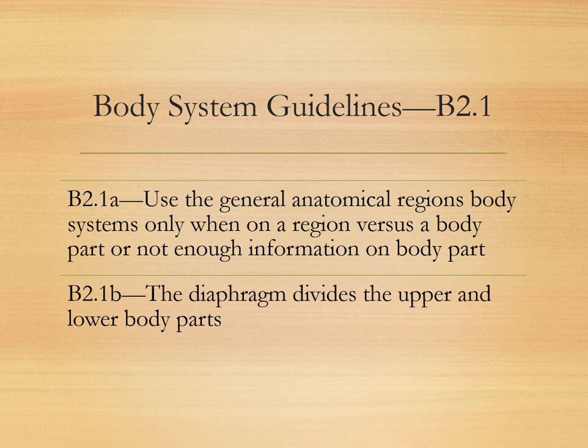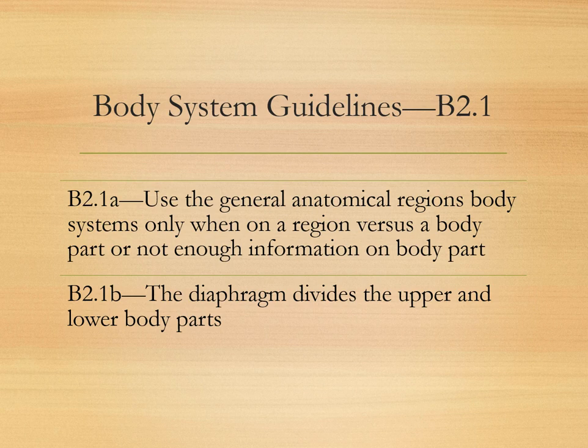B2 is our body system guidelines. So B2.1a speaks to general anatomical regions. We're going to use general anatomical regions, body systems, only when the procedure is performed on an anatomical region rather than a specific body part. Now, on the rare occasion when there is no information available to support assignment of a specific code, we can also use general anatomical regions as well.